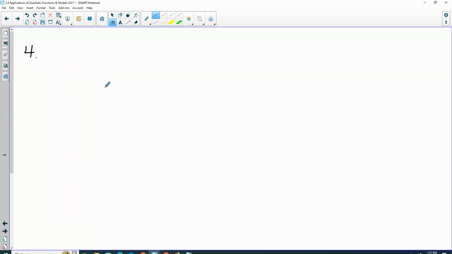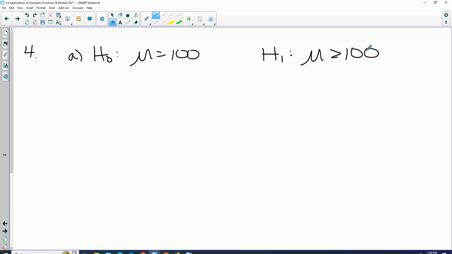Okay. Number 4. To determine if the mean is more than 100. So, what's my null? The mean equals 100. The alternative, we want to test if it's greater than, more than 100. Okay, a sample of 35 is obtained from a distribution.